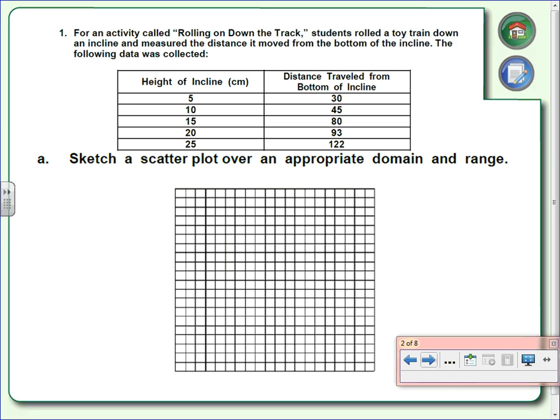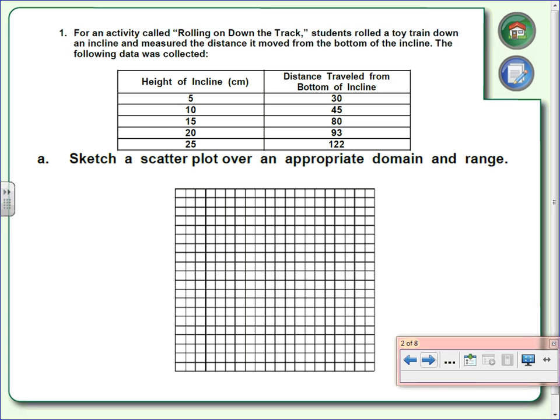All right, so number one, it says here that we have an activity called rolling down the track, where students roll a toy train at an incline and measure the distance it moved from the bottom of the incline. The following data was collected. So if you look here, they give us a table of values. The first column represents the height of the incline: 5 centimeters, 10 centimeters, 15, 20, 25. The second column represents the distance that the toy train traveled from the bottom of the incline. In other words, how far it went.